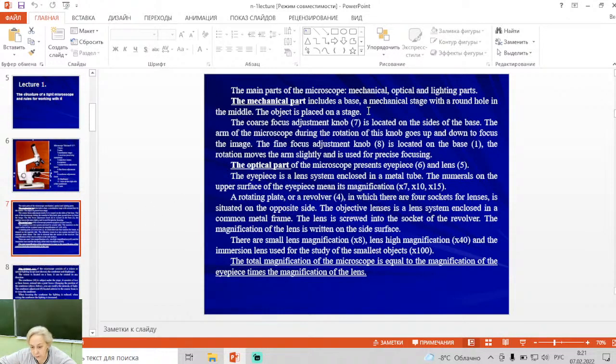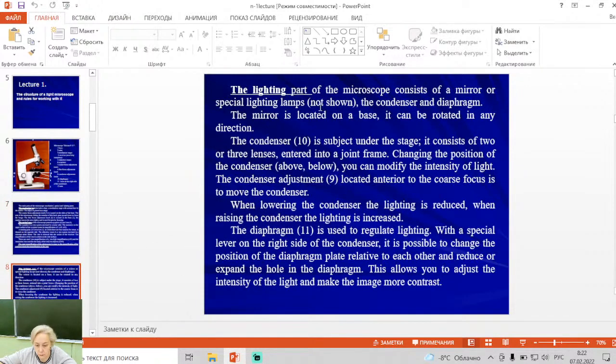On this slide you see a description of mechanical parts, optical parts, and lighting parts of the microscope.